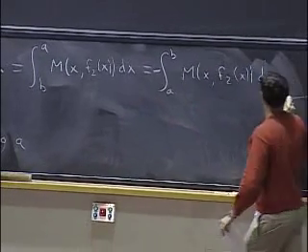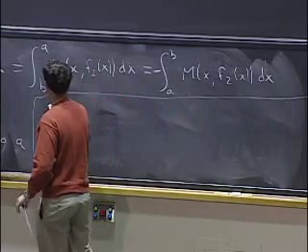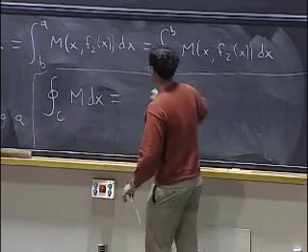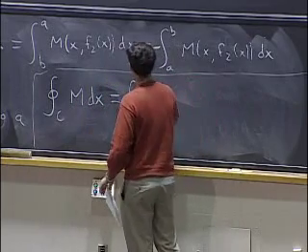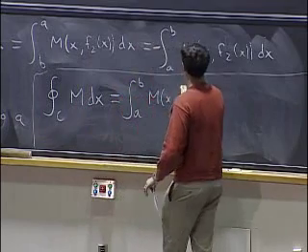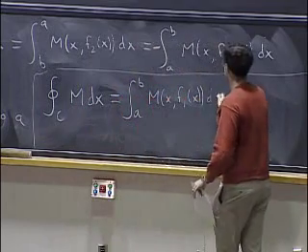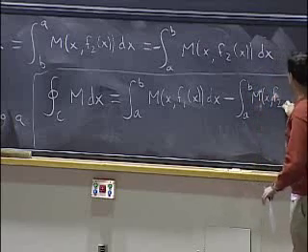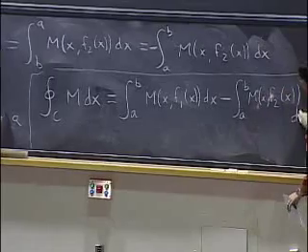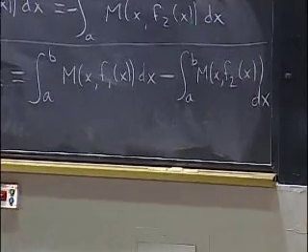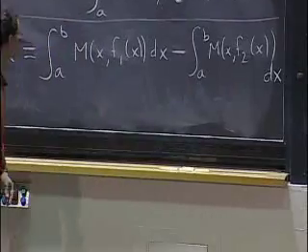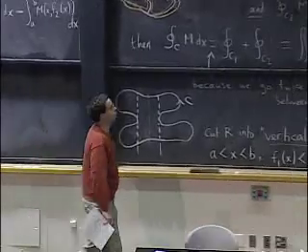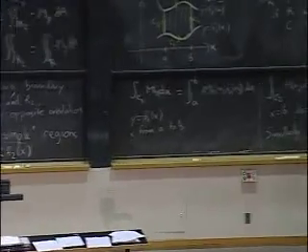Okay, so now if I sum all these pieces together, I get that the line integral along the closed curve is the integral from a to b of M of x and f1 of x dx, minus the integral from a to b of M of x and f2 of x dx. So that's the left-hand side. Next, I should try to look at my double integral and see if I can make it equal to that.